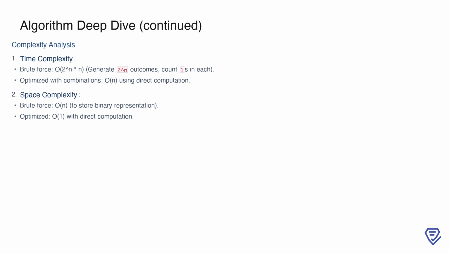In contrast, the optimized approach using the combination formula has a time complexity of n, as computing the factorial values for C(n, k) involves only linear operations relative to n. The space complexity is reduced to 1, since we no longer need to store any intermediate binary sequences or outcomes. This significant reduction in both time and space requirements makes the optimized approach highly suitable for larger values of n, while still maintaining the ability to solve the problem accurately and efficiently.